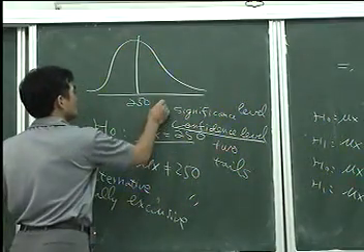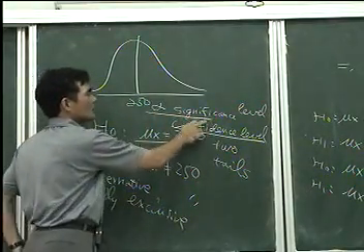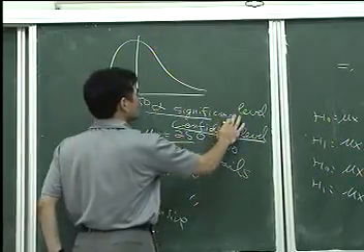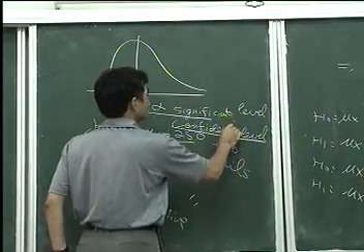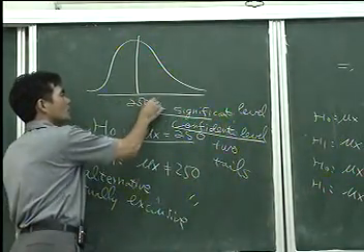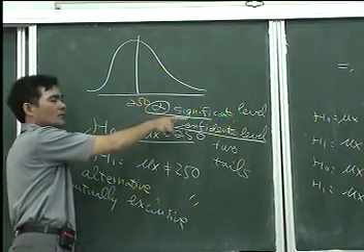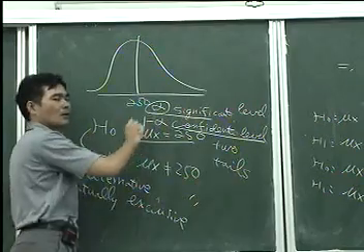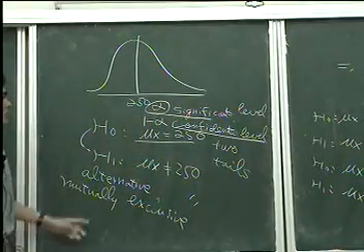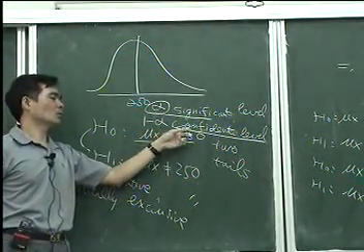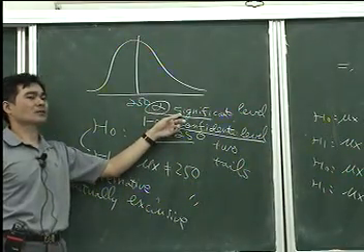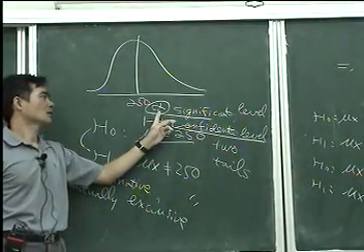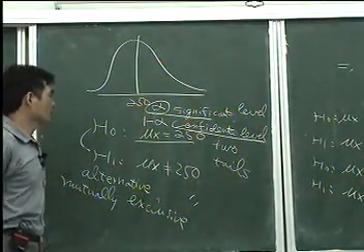So if alpha is the significance level, then what is the confidence level? That's 1 minus alpha, okay? So the confidence level is 1 minus alpha, and the significance level is alpha.